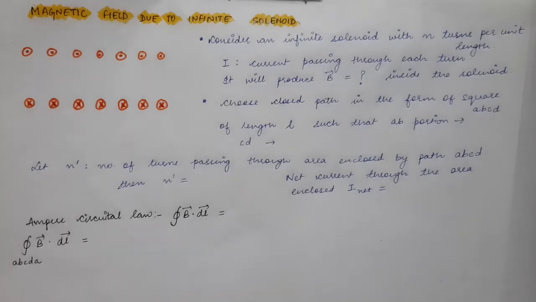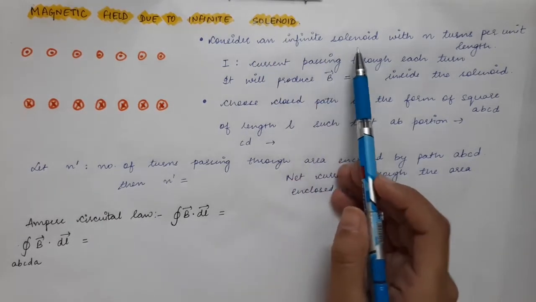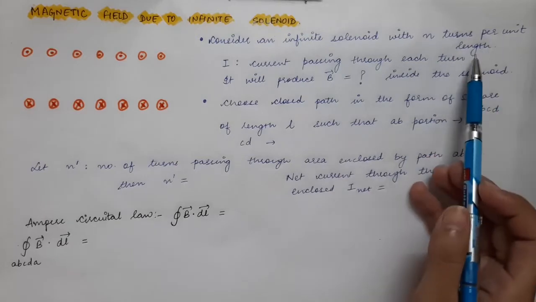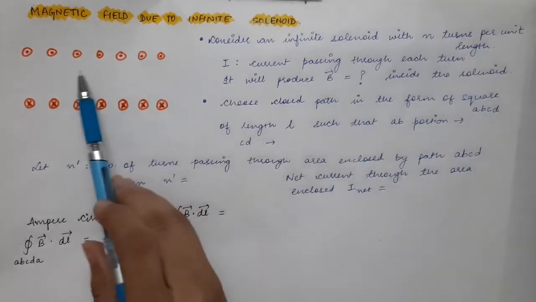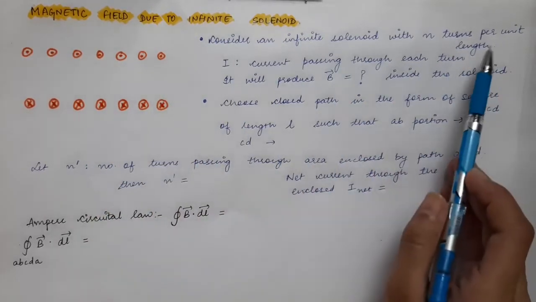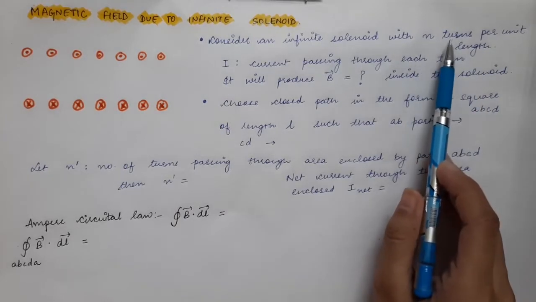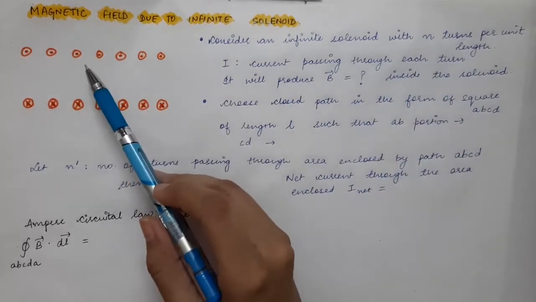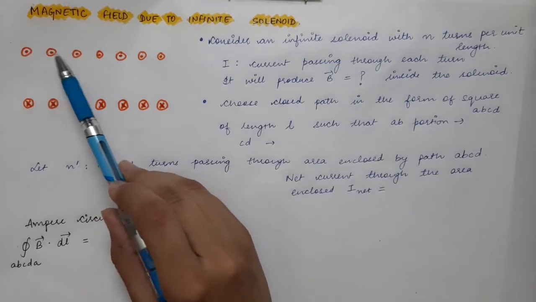In this article, we are going to find out the expression of magnetic field due to an infinite solenoid. So we consider an infinite solenoid with n turns per unit length. If you take unit length of this solenoid, in that unit length we will have n number of turns.